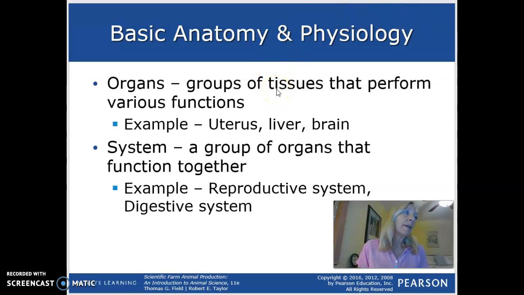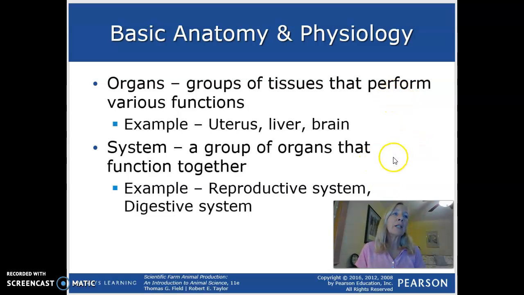So that is tissues. And then if we talk about a broader group, that would be organs. Organs are groups of tissues that perform various functions. So an example of a specialized type of muscle tissue would be the uterus. That is a muscle, and it is a group of cells that basically house the developing embryo. The liver and the brain are all organs, so they all perform specific functions.